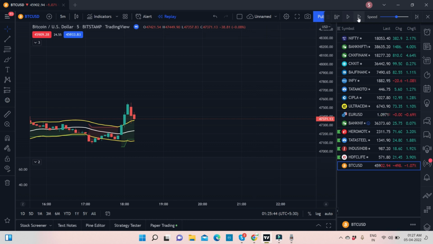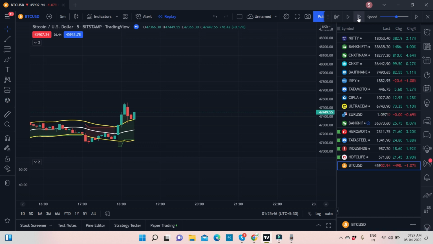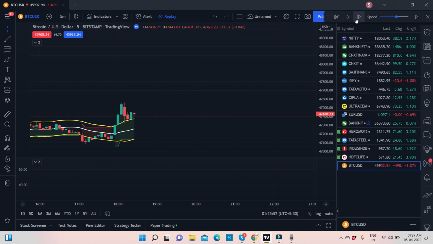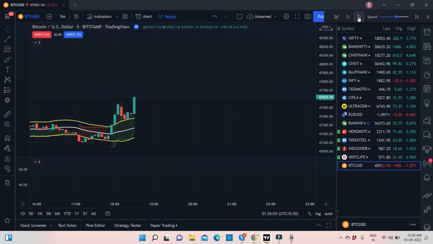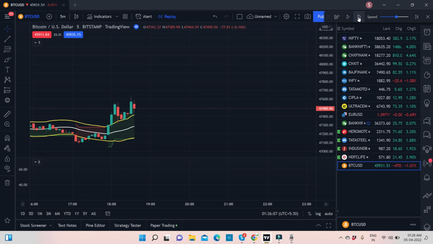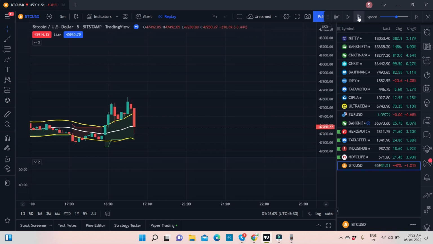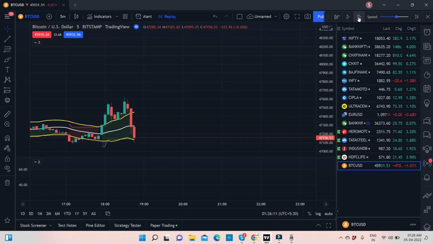Now if we go ahead, we are in the 5-minute chart, normal candlesticks, and right now you can see there is a super trend. We will take entry when 3 conditions are met. What are those 3 conditions? Now let me tell you where we're going to take the entry.